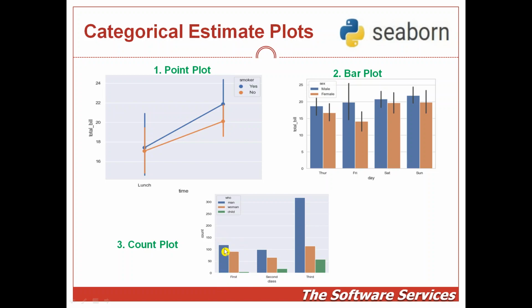See here, it is a blue line. Blue line is for man, so how many men are available in the first class of the Titanic, 50, 100, it is something around 120. And how many women are available in the first class? 0, 50, it says something around 90, and the child says something around 10. So it counts the data points under consideration. This is called count plot. All these three plots are called categorical estimate plots, friends.